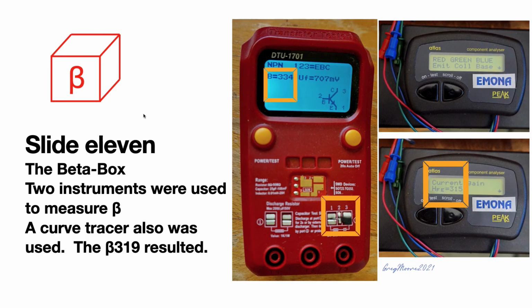Where did I get the original beta for the transistor from? I used a couple of transistor testers. I used the Atlas, which is quite reliable, got 315. I used this other newer device that I use for surface mount gear. I got 334. And also I did some curves on the transistor tracer, and I got about 319. So I said, well, we'll run with 319 as the beta.